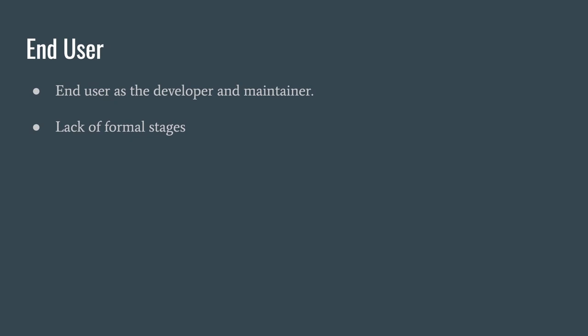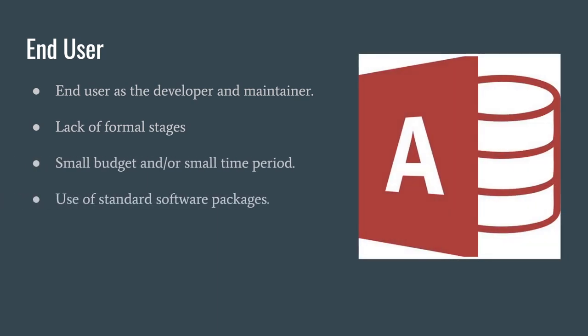End user development. End user development is a style of development in which the developer of the program is also the user of the program. This means there tends to be a lack of formal stages, as a developer may have in mind what they already require. This style of development also tends to have smaller budgets than others, and uses previously made software packages to assist in speeding up development. This can be done, as an example, through Microsoft Access.